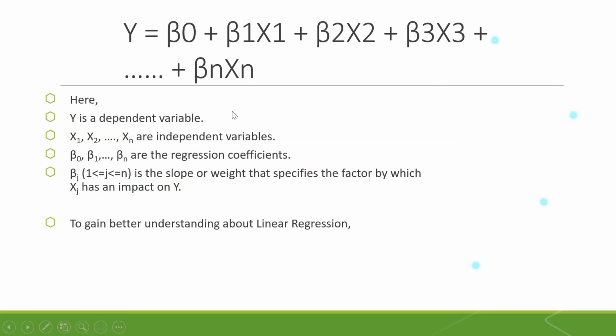So here also always the y denotes a dependent variable. b0, b1, b2 all are regression coefficients and your slope is bj that depends upon 1 to n, or the weight that specifies the factor by which xj has an impact on y.